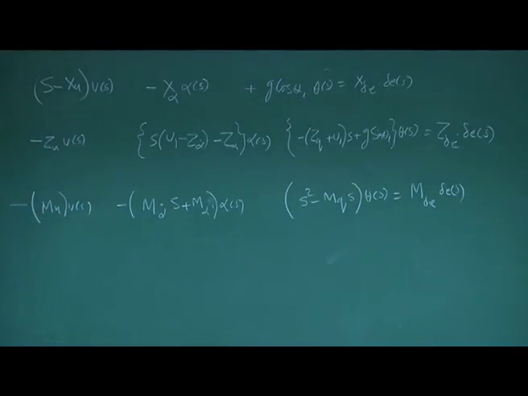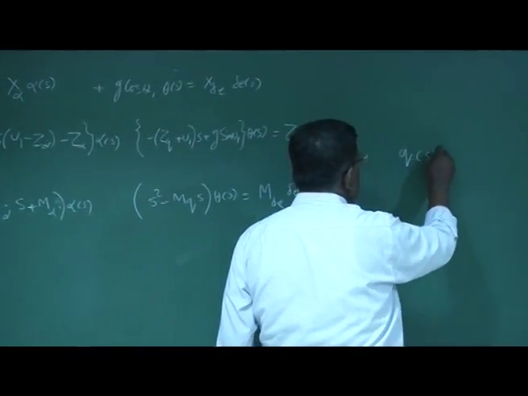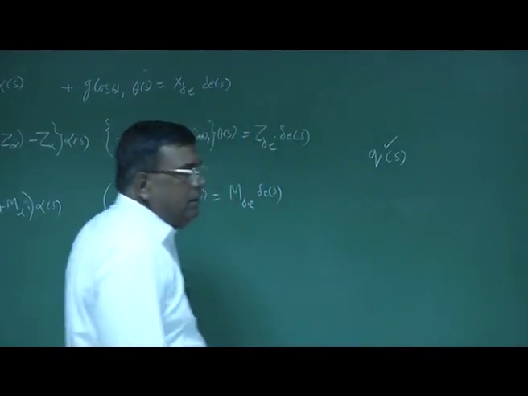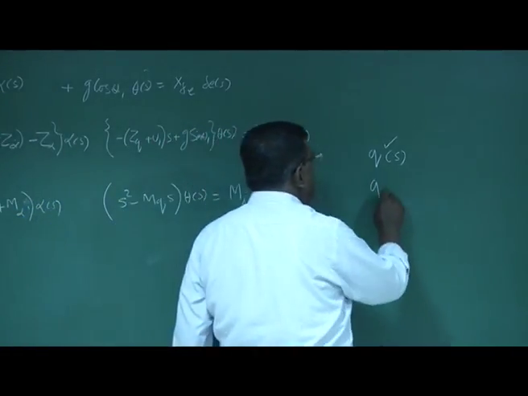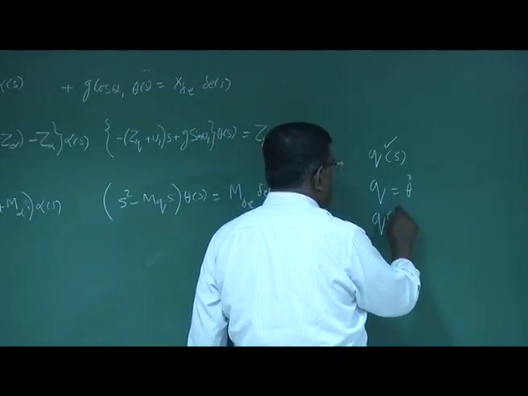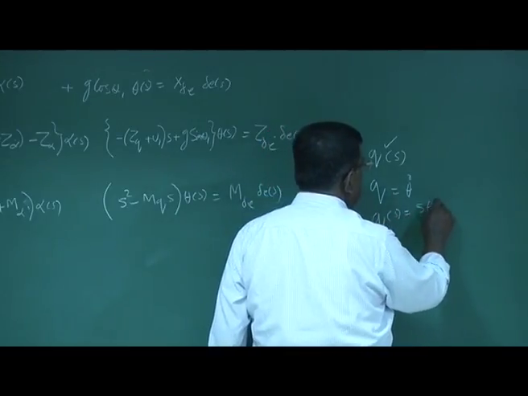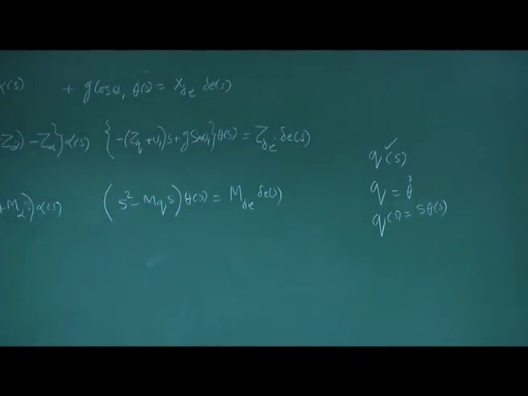You could see that we have not used q of s, right? You are not getting anywhere with this term q of s. Why? Because we know q is equal to theta dot, so q of s will be equal to s theta of s. Under small disturbance approximation, these things are fine.